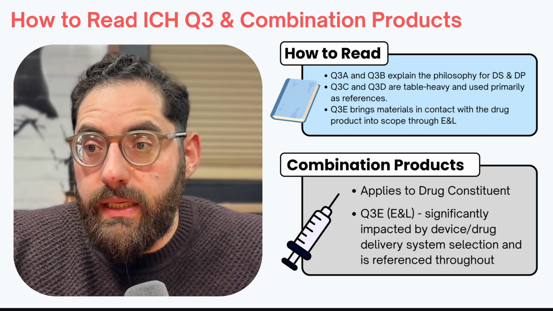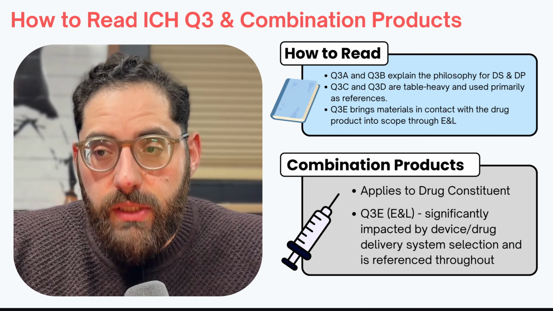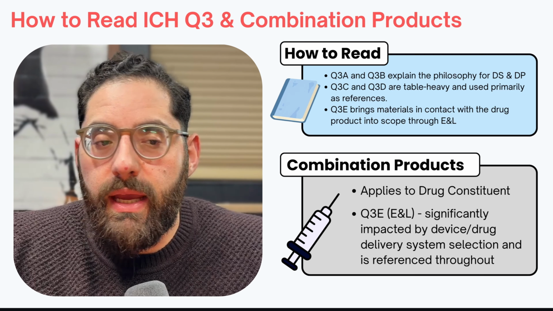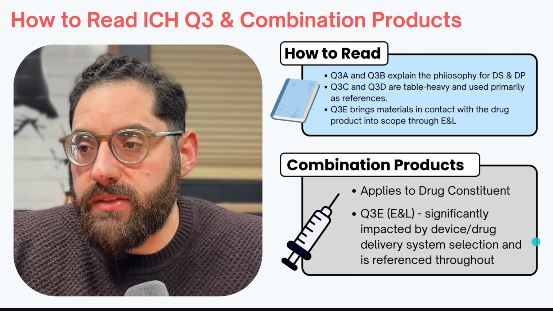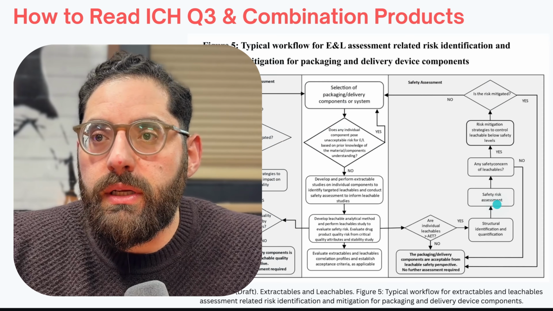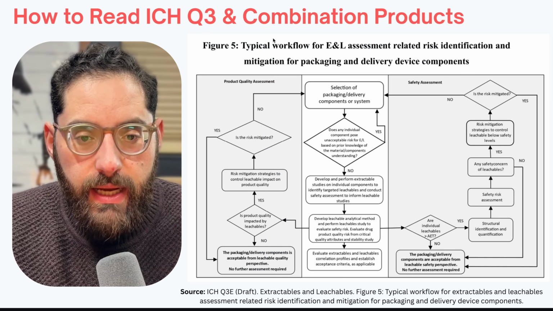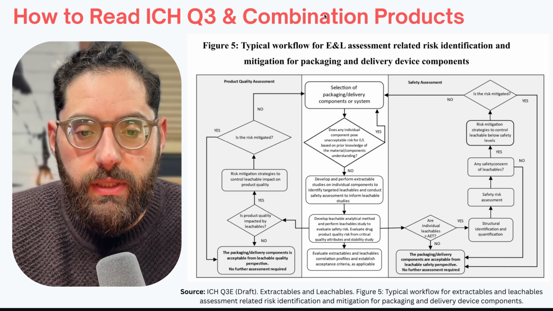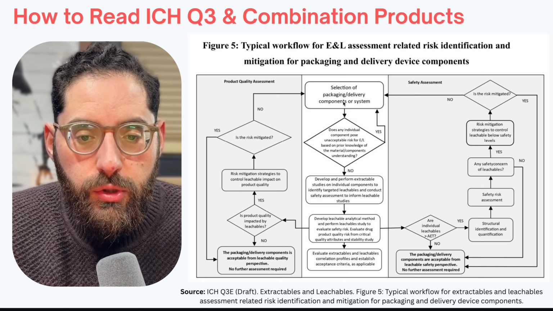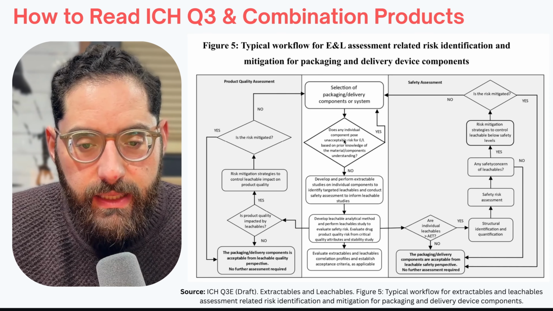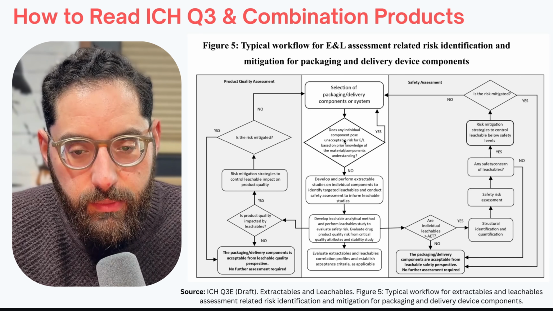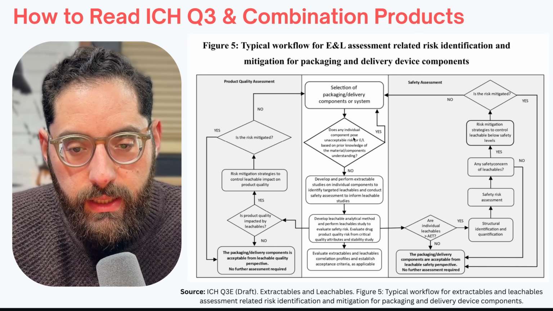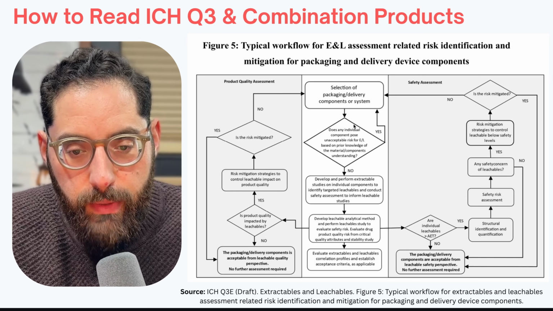ICH Q3E does significantly talk about devices, device components, and drug delivery systems, and the importance of the selection and the process for them is referenced throughout. Q3E has this diagram that speaks to the risk-based selection of components as it relates to E&L. So you pick your component and then you assess: does any individual component pose an unacceptable risk from an E&L standpoint based on your prior knowledge of the material or component? If it does pose an unacceptable risk, you go back to selection.